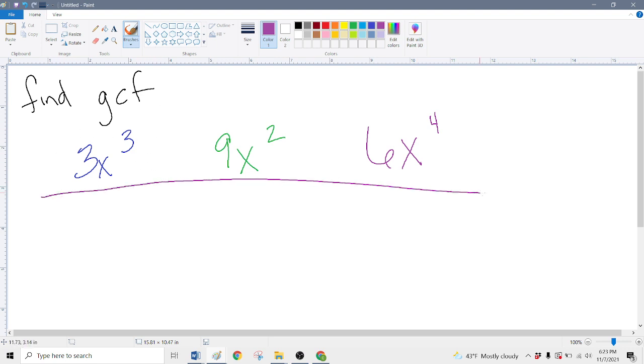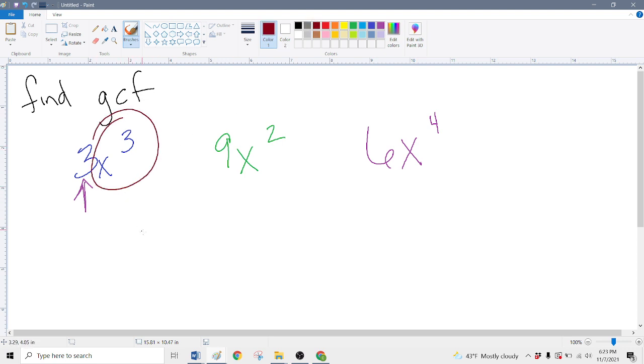How do we find factors when not only do we have a number, but now we also have this component where we have a variable and an exponent? When we find the factors of each individual term, we're going to always look at the factors for the number part.